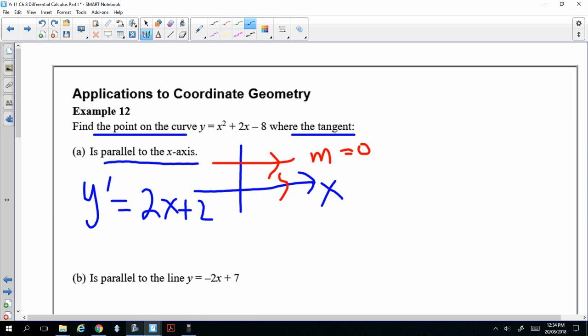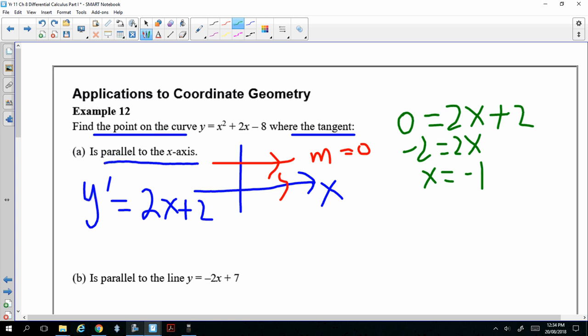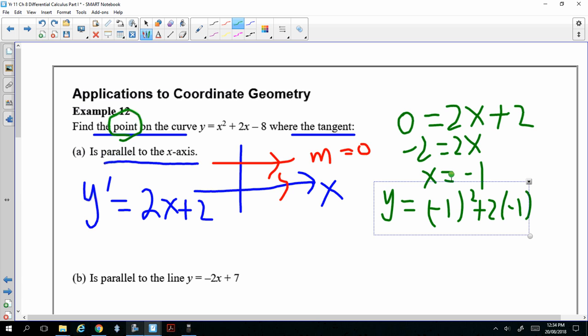Make sure you watch the video that you missed. And then what you do is you solve. x is -1. But because they say find a point, you find the y value, and then use a calculator. It would be -9. So at this point, the tangent is parallel to the x-axis.